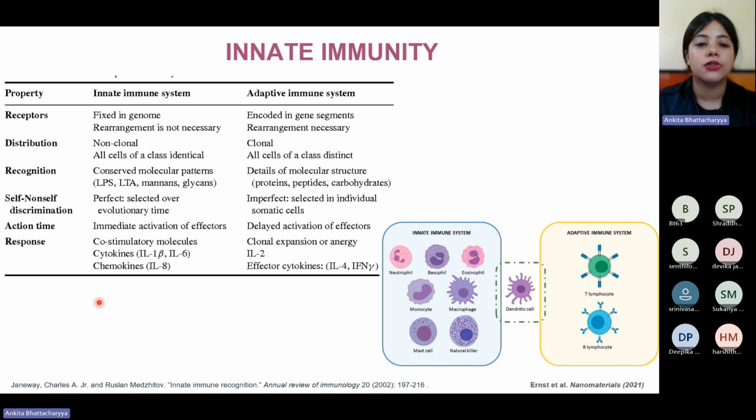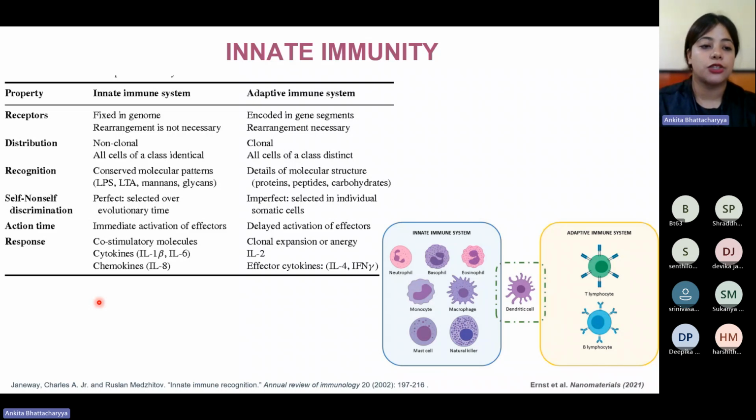So the innate immune system is able to recognize these different types of unfamiliar patterns and is able to trigger a response against them. Then come mannans and glycans also. These are sugar molecules which are present on the surface of microbes or pathogens in general. On the other hand, for the adaptive immune system, molecular structure is more relevant. Proteins, peptides, carbohydrates, etc. are looked into and are more relevant.